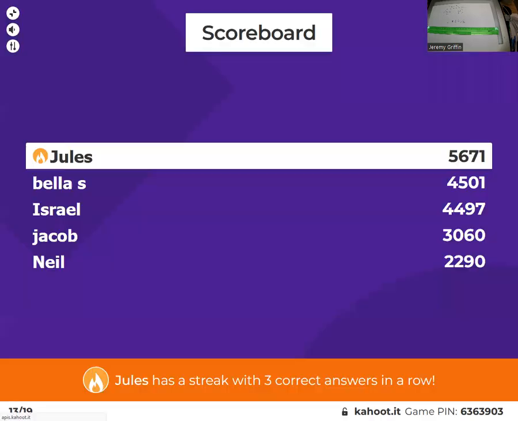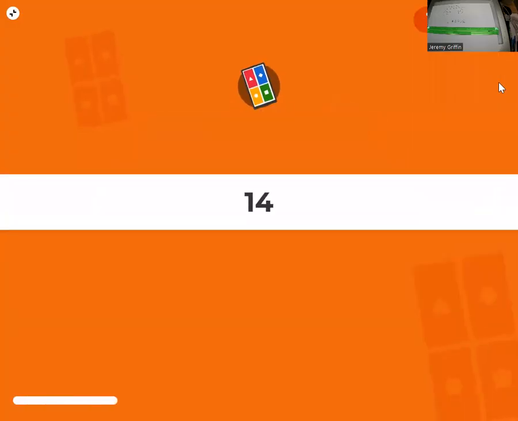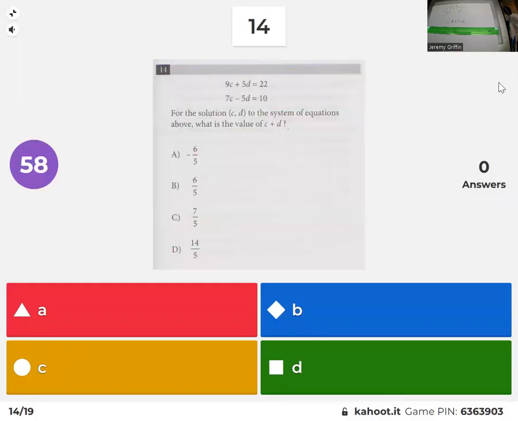All right, moving on. System of equations. The solution is CD. What is the value of C plus D?